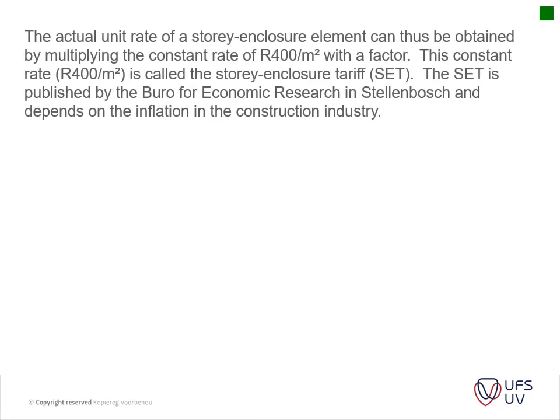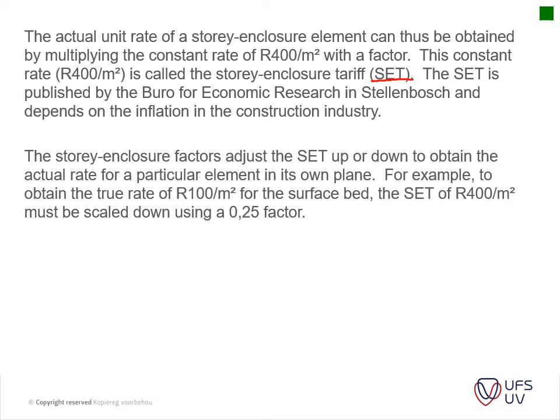Okay, the actual unit rate of a story enclosure element can thus be obtained by multiplying the constant rate of 400 square meters with the factor. This constant rate, 400 Rand per square meter, is called the story enclosure tariff, as spoken about last week. The tariff is published by the Bureau of Economic Research in Stellenbosch and depends on the inflation of the construction industry. Okay, the story enclosure factors adjust the tariff up or down to obtain the actual rate for the particular element in its own plane.